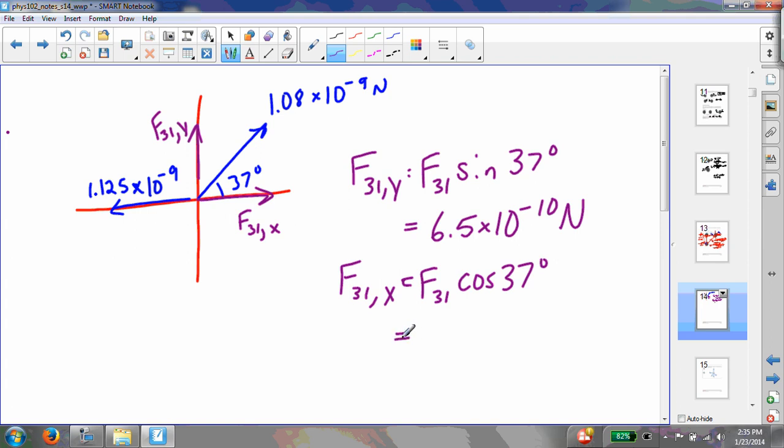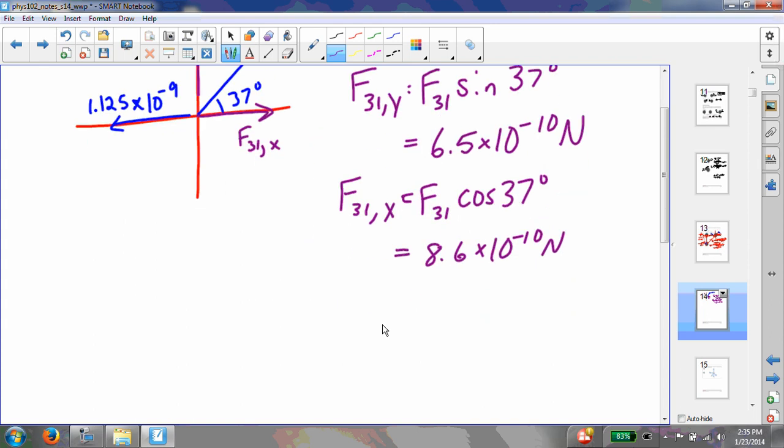All right, so this is equal to 1.08 times 10 to the minus 9 times the cosine of 37. And I get 8.625, call it 8.6, times 10 to the minus 10 newtons. All right, so those are our components now. So now if I redraw my vectors, it'll look like this. And now instead of having two vectors, I have three vectors.